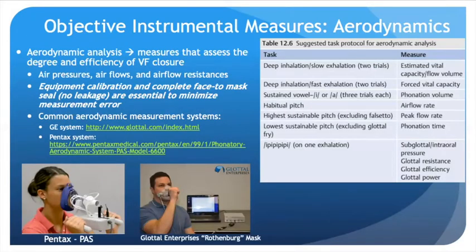You can also do an aerodynamic analysis. These are measures that assess the degree and efficiency of vocal fold closure. We're basically looking at pressures, flows, and resistances. So air pressures, air flows, and airflow resistances. Aerodynamic measures require equipment calibration and complete face to mask seal. So no leaks. This is essential to minimize measurement error. Leaks will screw up your measurements. There are a number of common aerodynamic measurement systems, such as the Glottal Enterprises system and the Pentax system. I have used both of these extensively, and they are both good for the purposes for which they are intended.